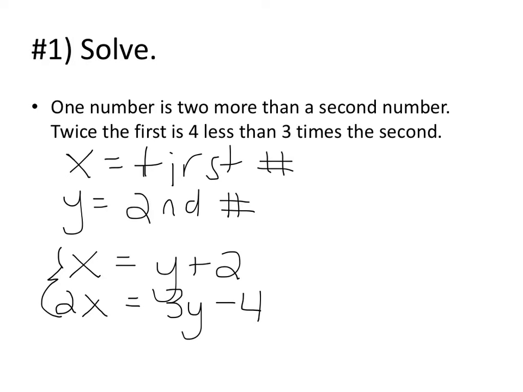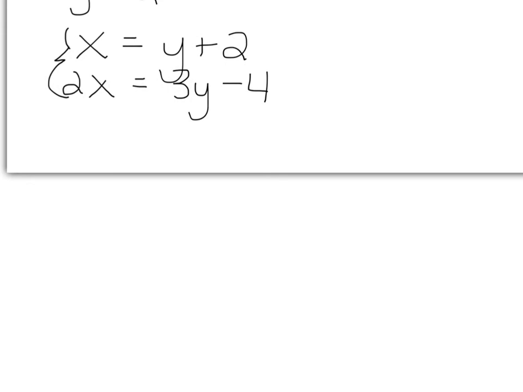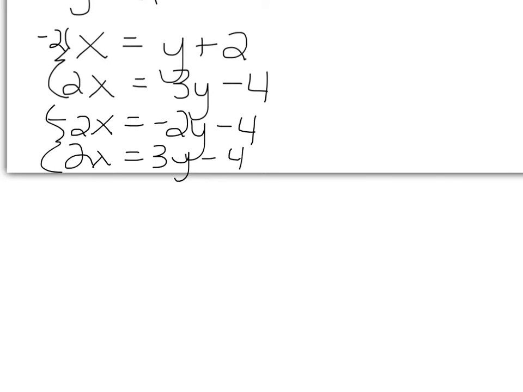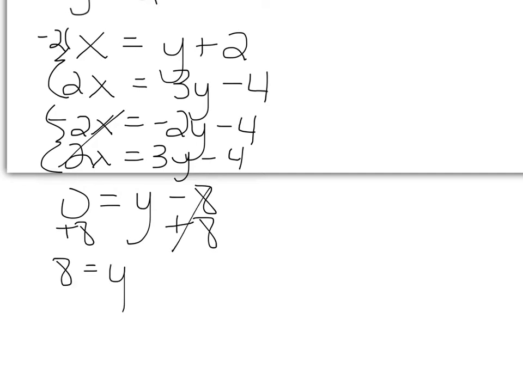Okay, so let's go ahead and solve this using elimination. If I multiply the top equation by -2, then it's going to give me -2x equals -2y minus 4, and we'll leave our bottom equation the same, and that's our new one. So our x's cancel, giving us 0 is equal to -2y plus 3y, which is just y, and then -4 minus 4 is minus 8. So we're going to add 8 to both sides, and you get 8 is equal to y.